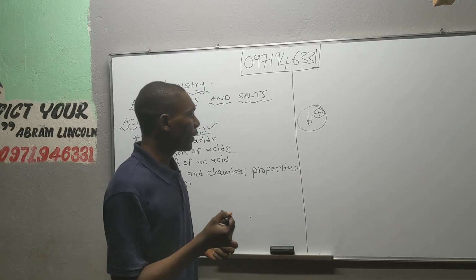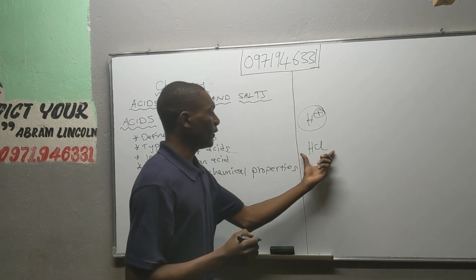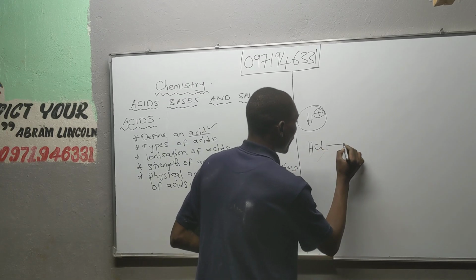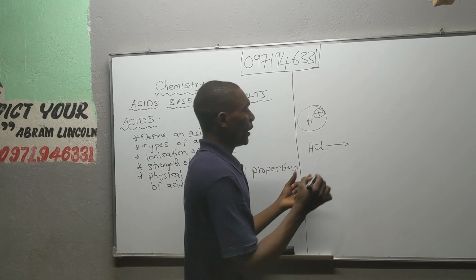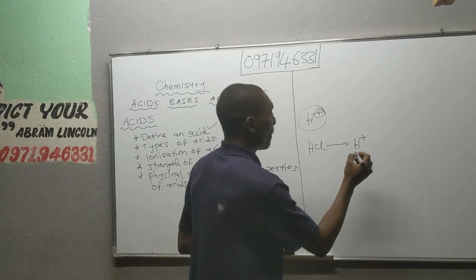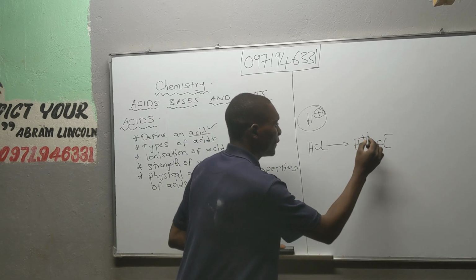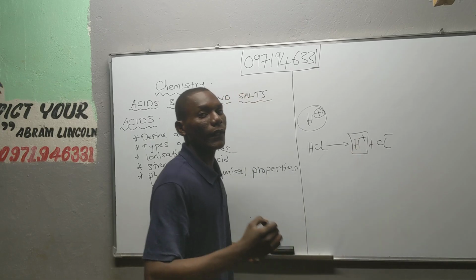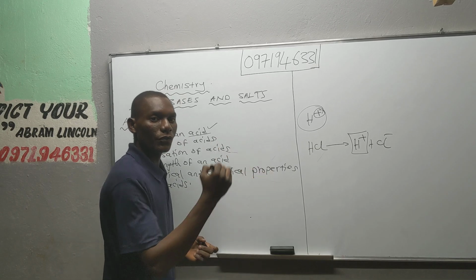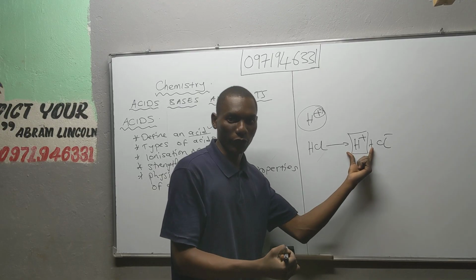Let's take for instance an acid which is HCl. This acid is hydrochloric acid. If we dissolve hydrochloric acid in water, it is going to produce hydrogen ions plus chloride ions. But our main focus is here, where the hydrogen ions are being produced. So if you get an acid and you dissolve it in water, what you are going to produce are the hydrogen ions.